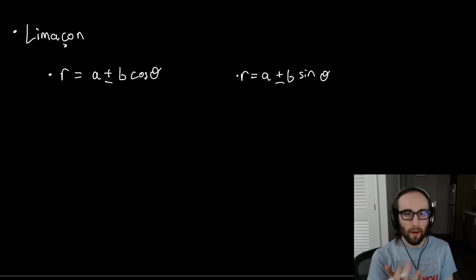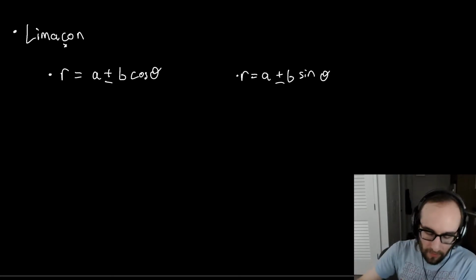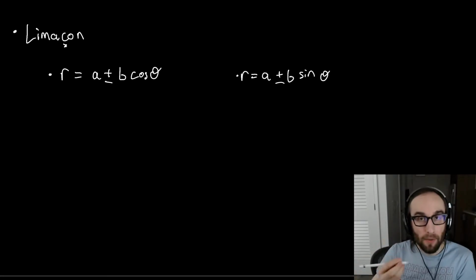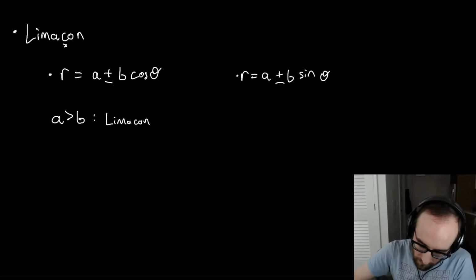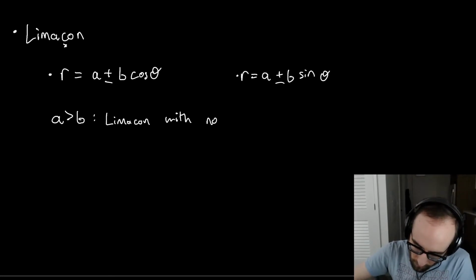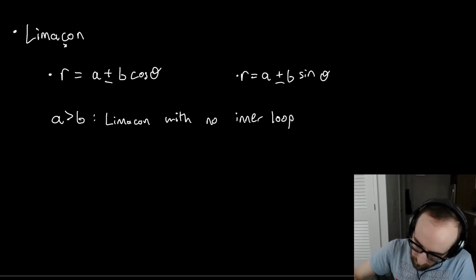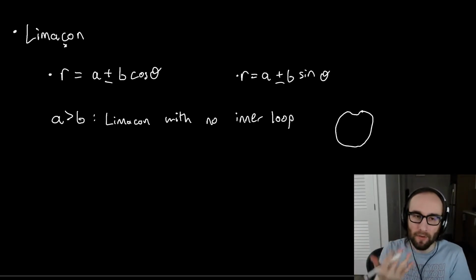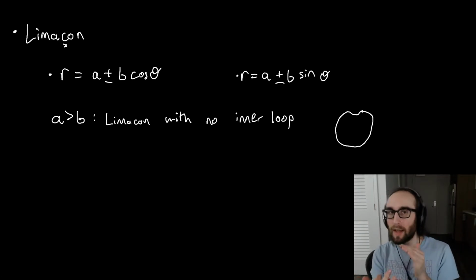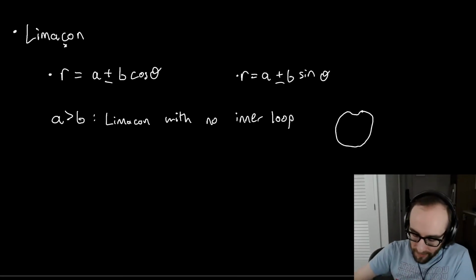Okay, so looking back at our equations here, we have a few notes or takeaways that we can see from the graphs that we looked at. If a is greater than b, then we have a limacon with no inner loop, what they call it. So as we saw, it looks kind of like a little bit of an indent, but not a complete indent, and then a circle. And again, these face different directions, different orientations, depending on the sign used, plus or minus, and the trig function used, cosine or sine.